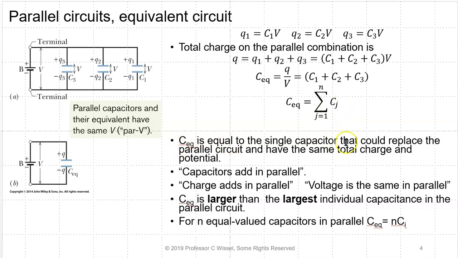The C equivalent is equal to the single capacitor that could replace the parallel circuit and have the same total charge and potential. Capacitors add in parallel. Also, remember that charge adds in parallel and voltage is the same in parallel. So C equivalent is larger than the largest individual capacitance in the parallel circuit. For N equal value capacitors in parallel, C equivalent is just the number of them times one.